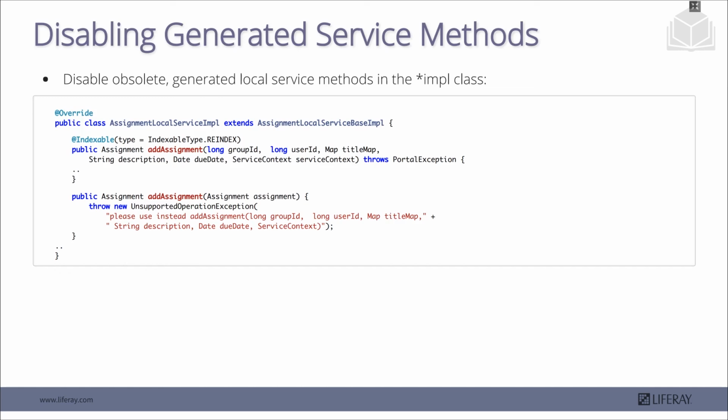So disabling generated service methods, right? And so sometimes we might be modifying our implementation methods or just our methods in general. Right? If we want to sort of deprecate, quote unquote, a specific method, this is how we can do so. What we would do is, with the old method, we would have an unsupported operation exception thrown with a message saying call this other one, the new one instead.